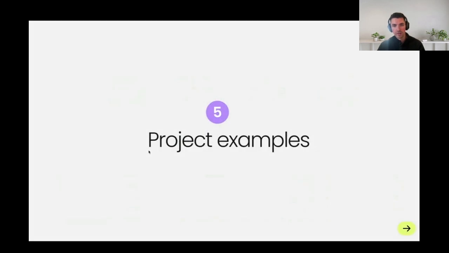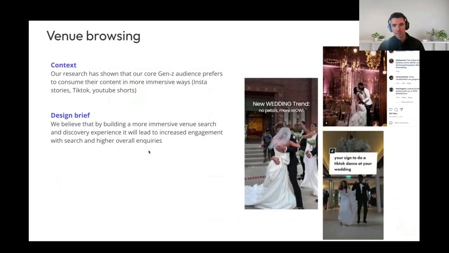All right, now to the fun bit. So we're going to go through a bit of a practical application of these principles. So I'm going to take you through a real case study that we did at Brightbook and take you through step by step, and you'll have a chance to actually give some answers and thoughts on how you can improve this feature. So the context is that from our research, we found that the Gen Z audience prefers to consume their content in a way more immersive way. So if they're looking to get married, they'll go on Instagram, they'll go on stories, they'll go on TikTok, YouTube Shorts to get inspiration around the wedding venues, the style, and everything in between.